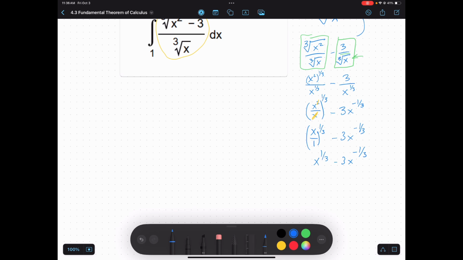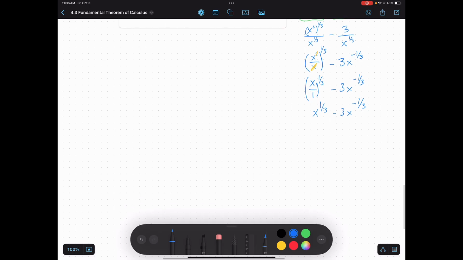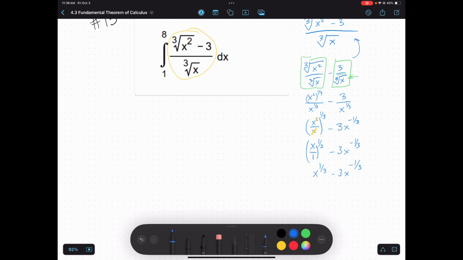Both of those are now power functions, and I have an antiderivative rule for power functions. So with a little bit of algebraic manipulation, I was able to rewrite my function in a way that is much simpler, in a way that I know how to find the antiderivative of it. So I can now rewrite this definite integral like so: the definite integral from 1 to 8 of x to the 1/3 minus 3x to the negative 1/3. This is the same function as what I started out with, it's just written differently.